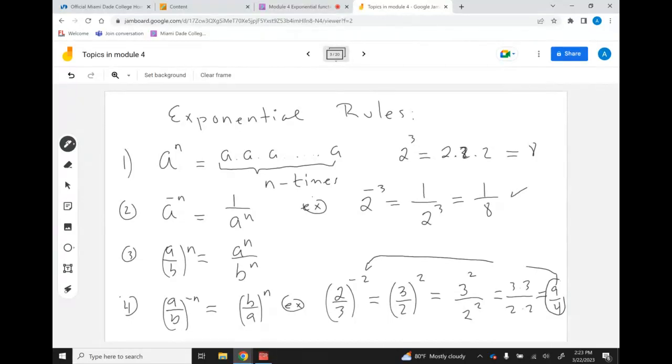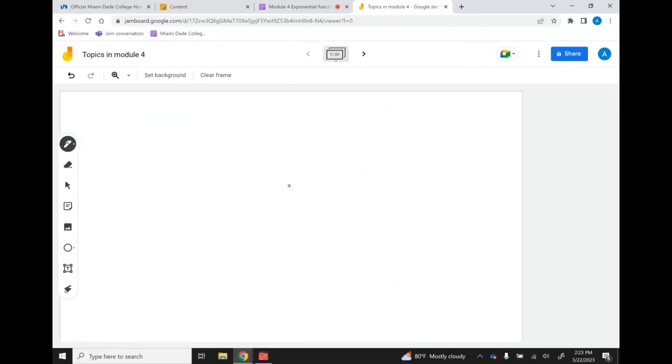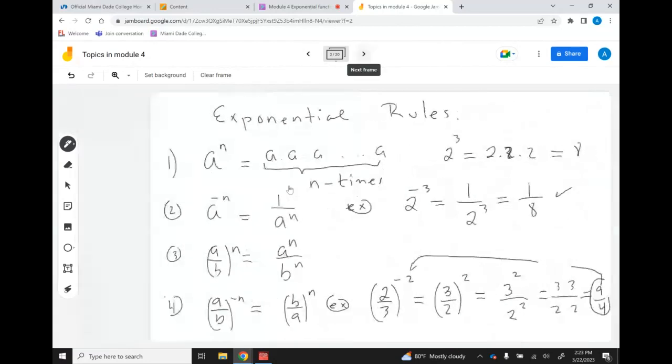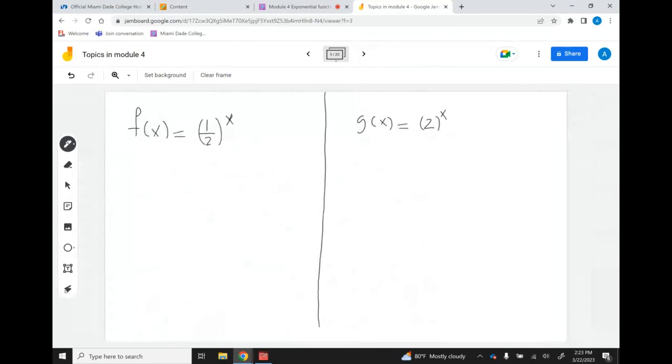So this is something that we're going to be using throughout module 4 and 5, and it's very useful. All right, I'm going to leave this here, and then I'm going to come back to it to show you that this is actually something that we need, okay? All right, let's see, we can do this problem.